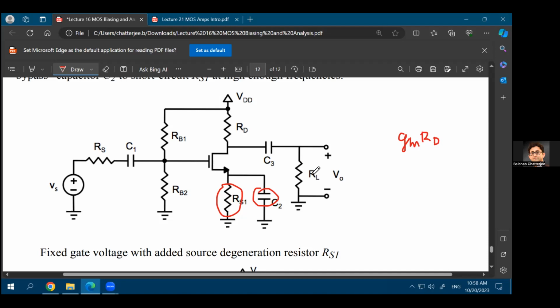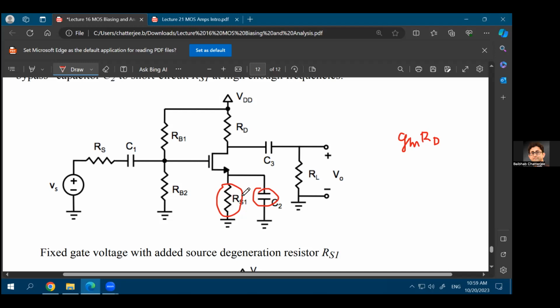Question? So your DC point would be a lot more stable. Yes, exactly. So the current will not fluctuate. With temperature, the current could have fluctuated, but if you include this degeneration resistance, even if the temperature fluctuates, the current will not fluctuate. So the DC point will be much more stable and much more robust.